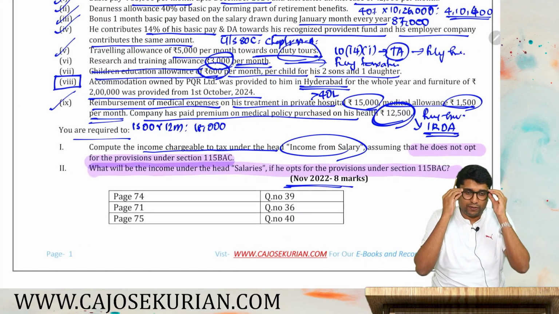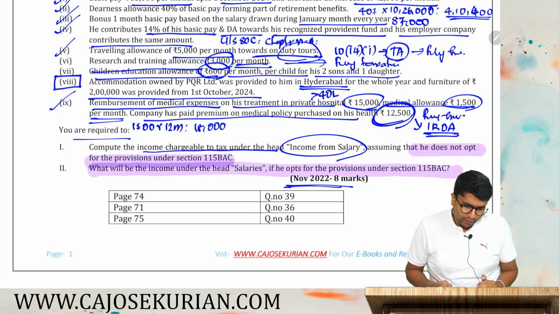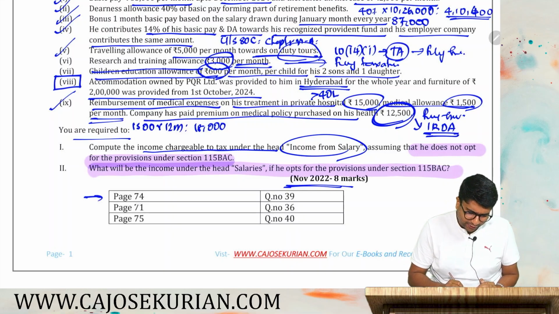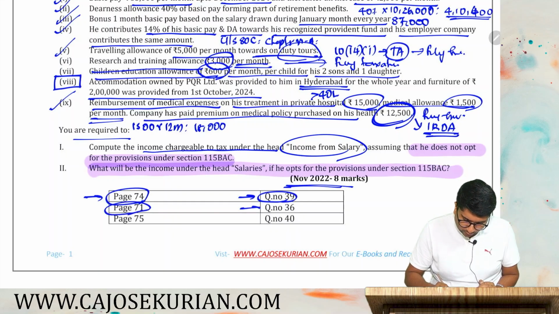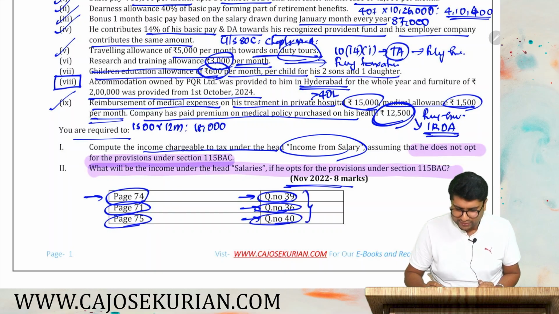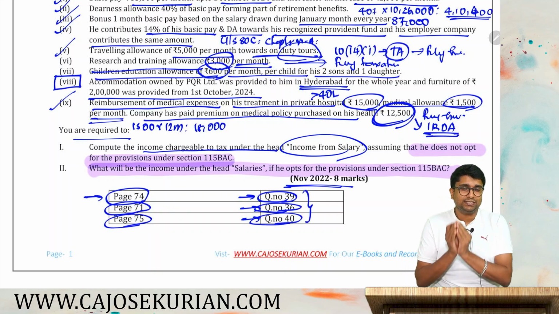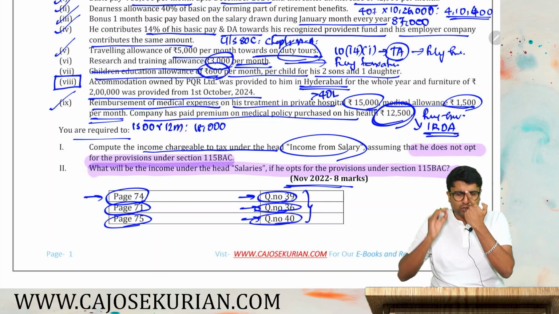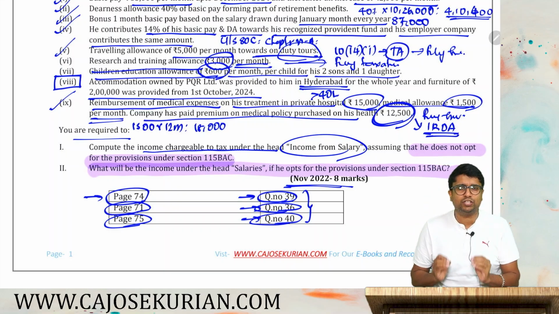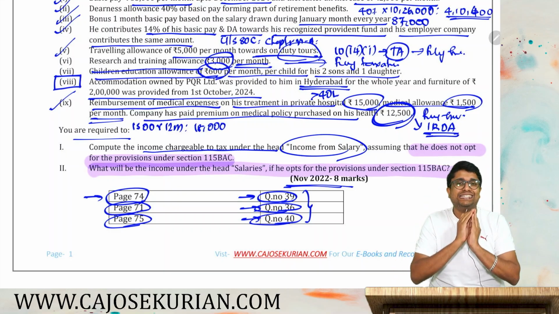Now friends, apart from these questions, those who are using the workbook, please take page number 74 and solve question number 39. Page number 71, question number 36. Page number 75, question number 40. So these three questions are the variety questions from the frequently asked areas. If you cover this much, your salary chapter is set, friends.